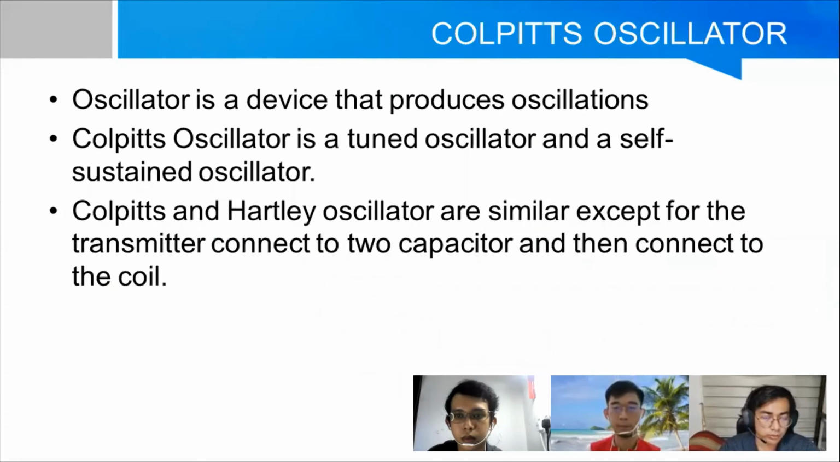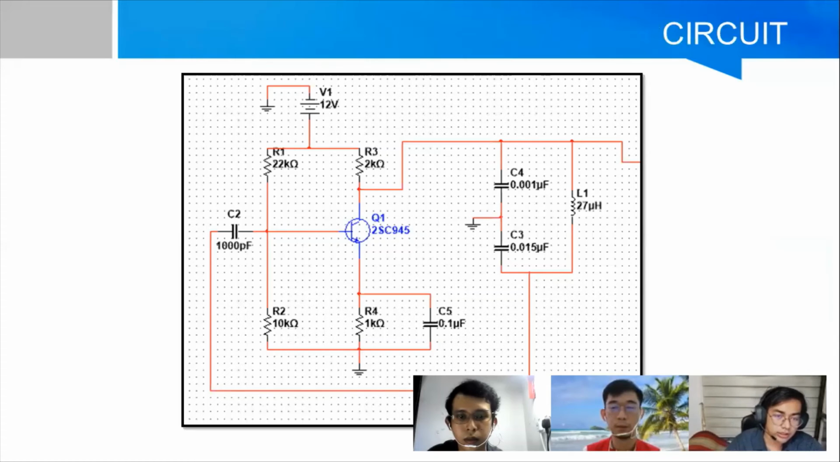My name is Nik Muhammad Arif. For the oscillator, we use a Colpitts oscillator. That is because a Colpitts oscillator is a tuned oscillator and a self-sustained oscillator. Okay, next. This is the circuit for our Colpitts oscillator.